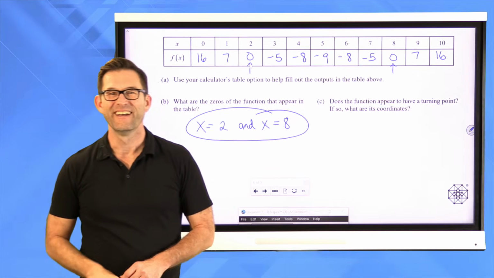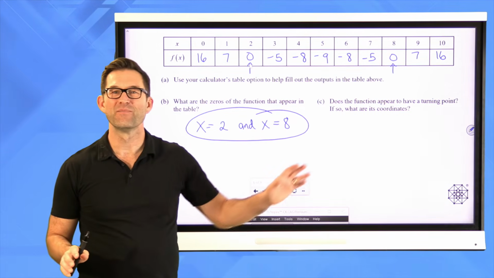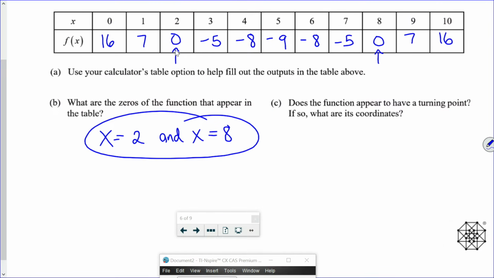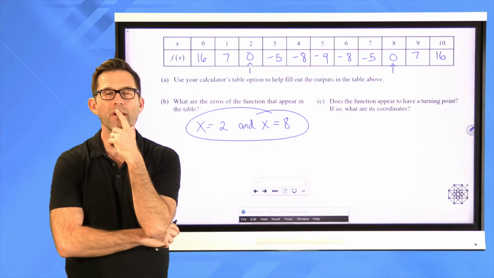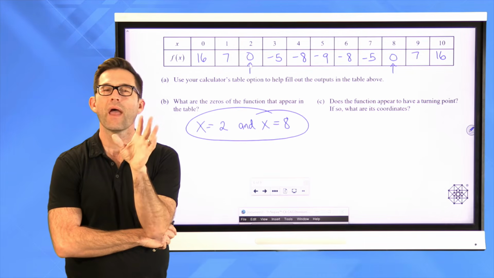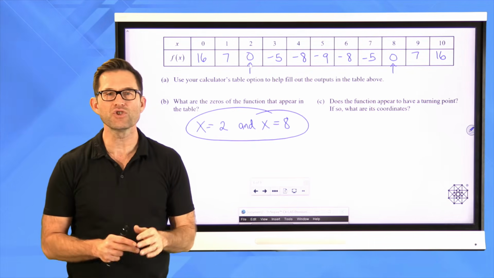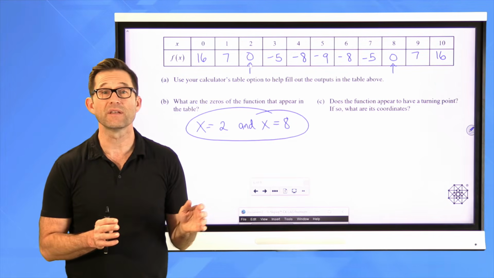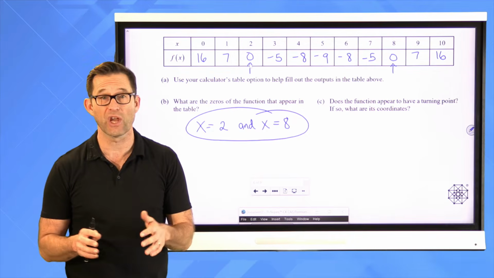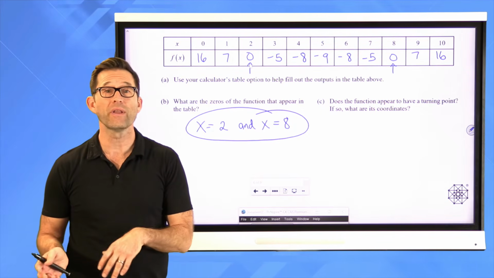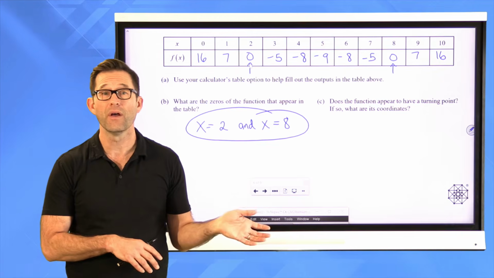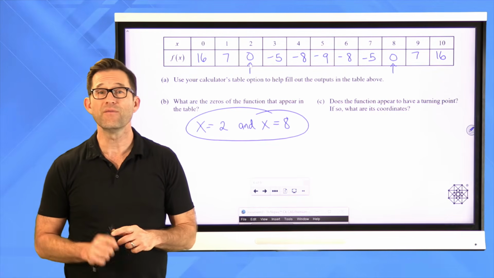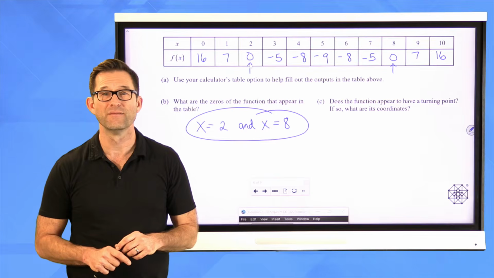All right, now here's a little bit of a trickier one we haven't talked about yet. C asks us the following. Does the function appear to have a turning point? If so, what are its coordinates? All right, I want you to look at this function and remember, a turning point occurs where a function transitions from increasing to decreasing or decreasing to increasing. So when the y values change direction from going up to going down or going down to going up, then you have a turning point. See if you can find the turning point in this table.